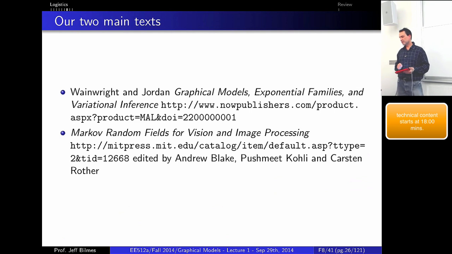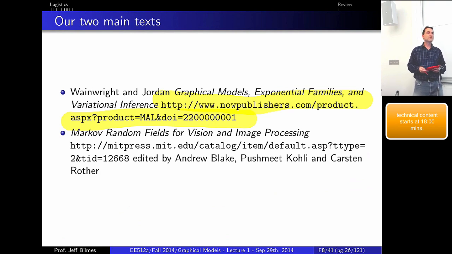The actual books that we'll be drawing from, or at least the main books, are Wainwright and Jordan, Graphical Models, Exponential Families, and Variational Inference, which is available from a university domain for free. So you can actually go to this web page and download the PDF file of that book, which is great because it's free.